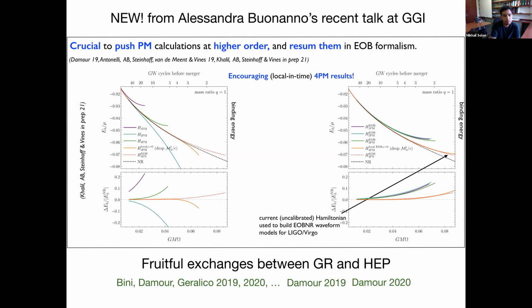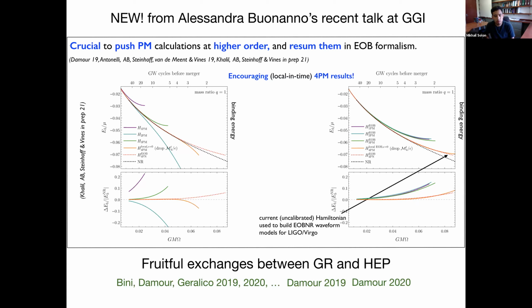Recently, there was an updated plot with our three loop results, or 4PM results, G to the 4, where now you can see the 4PM result is very close to numerical relativity and actually quite close to EOB. And again, you can take it as input to EOB and see that it does capture some of the physics at the same accuracy.